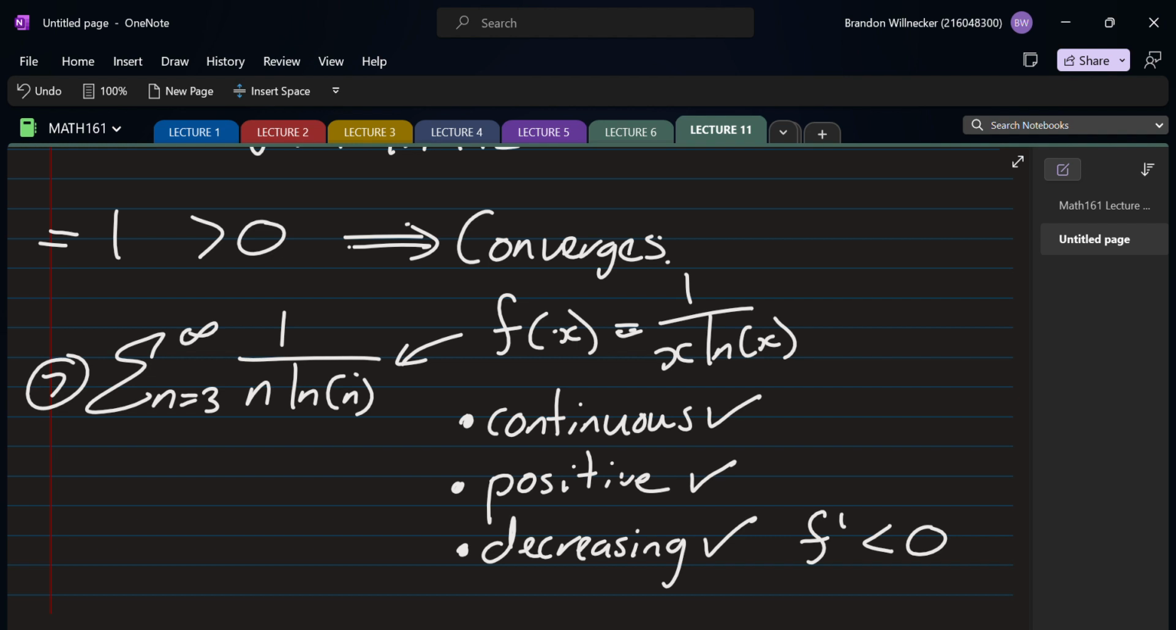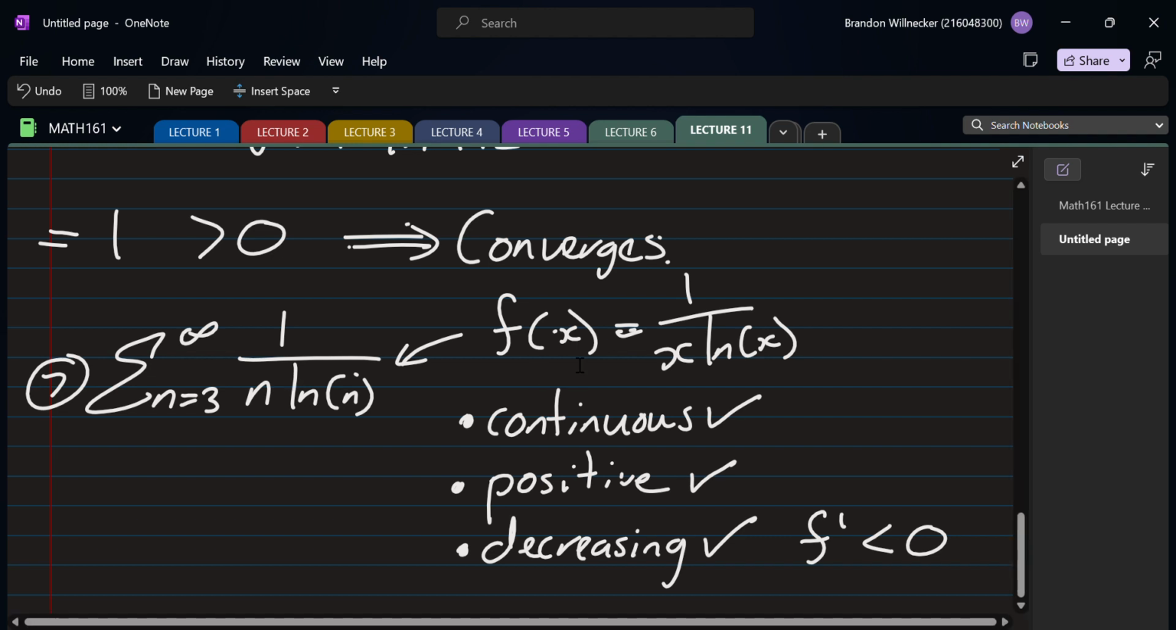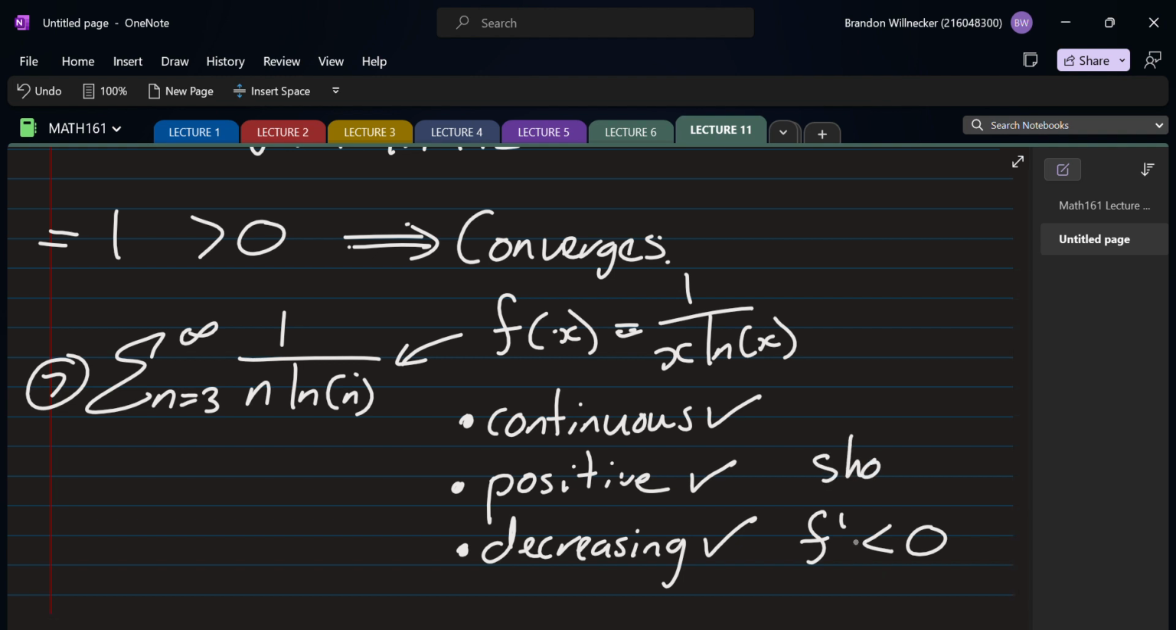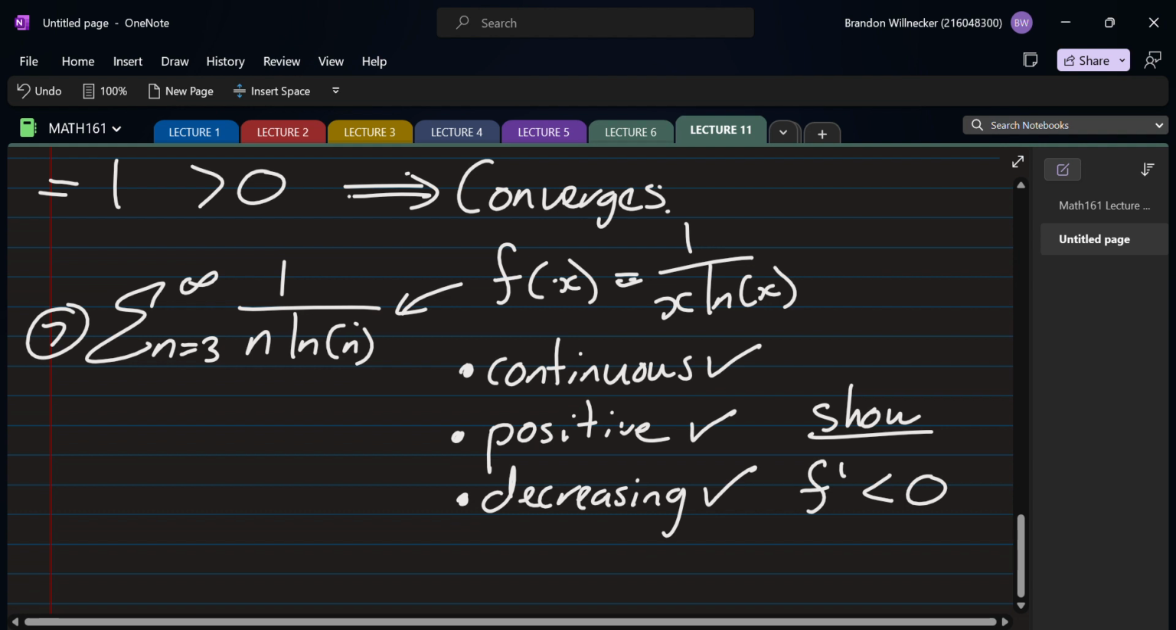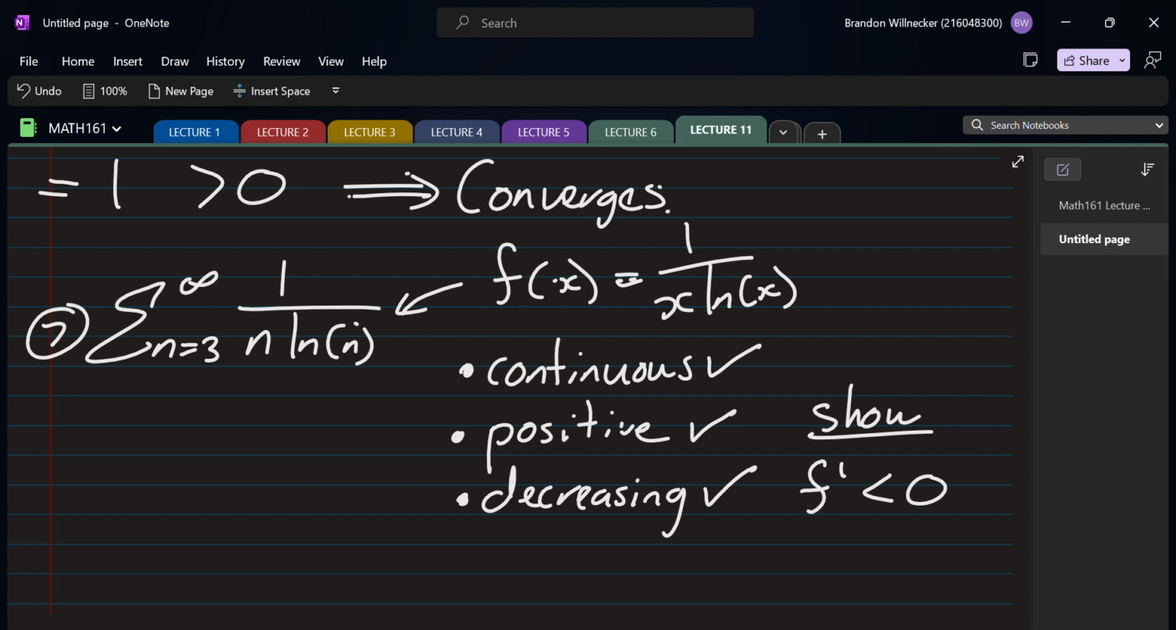Okay, so remember to show that if this does come up in a test. If you have to use the integral test, you need to show that it's continuous. It doesn't have to be a full proof, just say that it's continuous if it is. Positive, that's obvious in this case, and decreasing, you'll need to show that on the side. So that'll be a little exercise for you to do. But these three are true, so we can use the integral test.